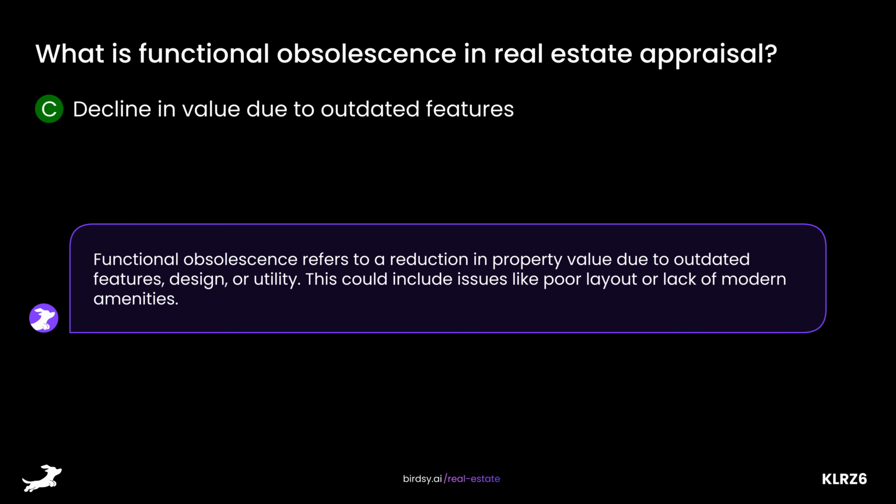Functional obsolescence refers to a reduction in property value due to outdated features, design, or utility. This could include issues like poor layout or lack of modern amenities.